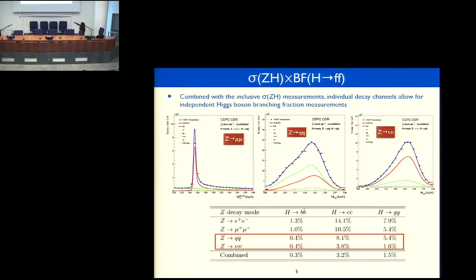So this again can be highlighted over here, where you can see that this is the expected precision on this quantity, and you see that the QQ bar and the neutrino decays in fact dominate the sensitivity.